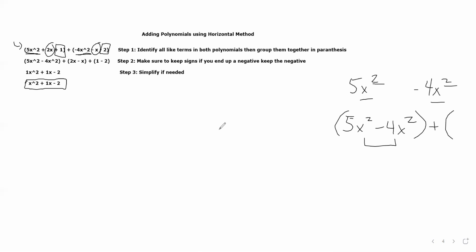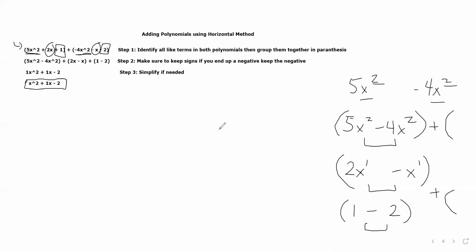The other ones, let's see, the 2x has the power of 1, right? And the other one was a negative x, which also has the power of 1. So they're like terms, so I'm going to group them together, and I'm going to add them to the next one. The next one would be 1 and 2, right? So we have 1 from the first one. They're regular numbers, so they belong together. All these things are going to be added together. I'm going to solve each one of these independently first, and then they're going to form the final polynomial at the end. So make sure you keep all the signs right.